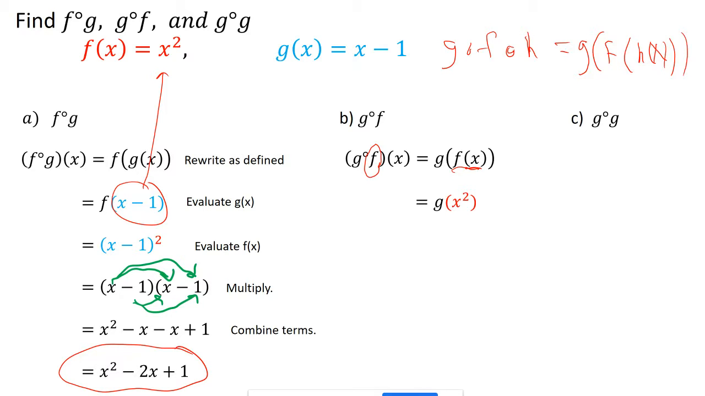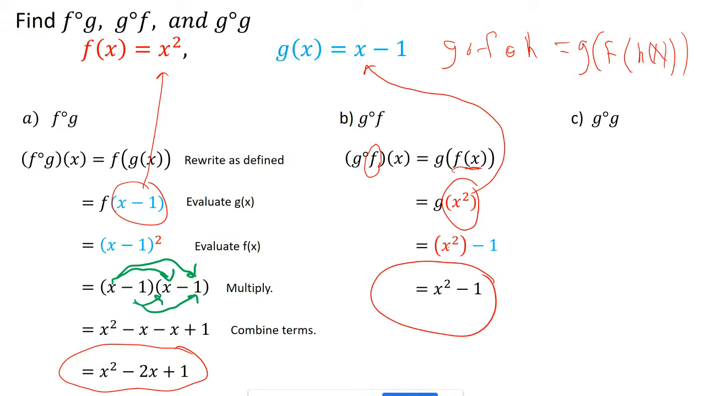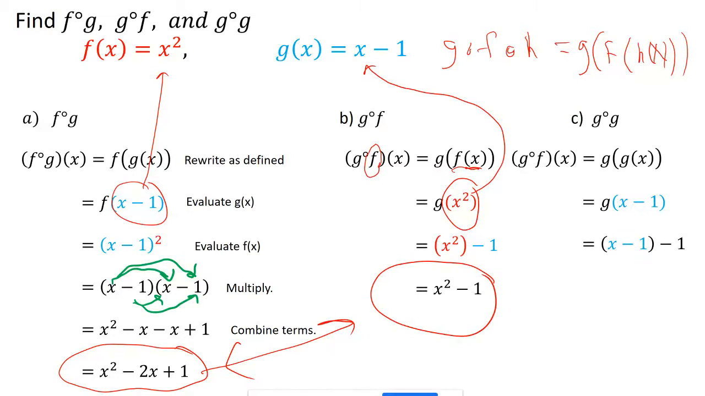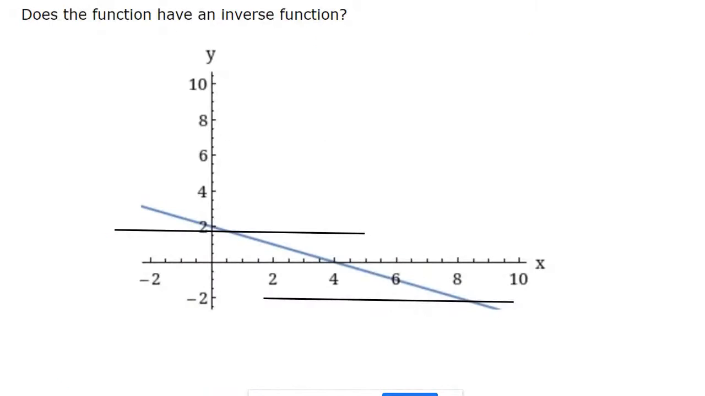So f of x is x squared. I'm going to plug that in for any x that I see. So I'm going to take this, go to the function g, and I get x squared minus 1. And then here you can see that these are not the same, like in the other example. And then g composed of itself. So g is x minus 1, plug that in. So we get x minus 2.